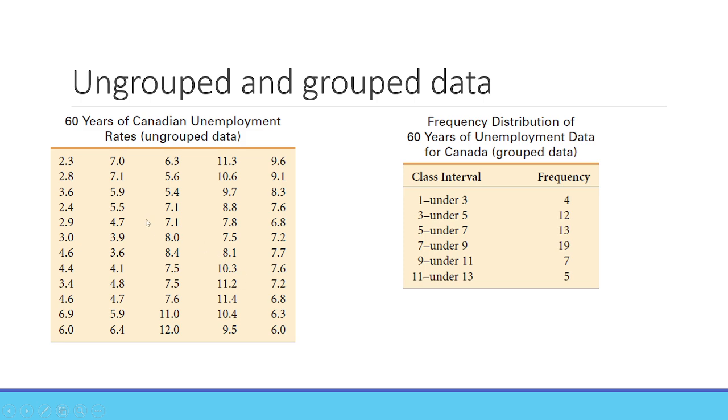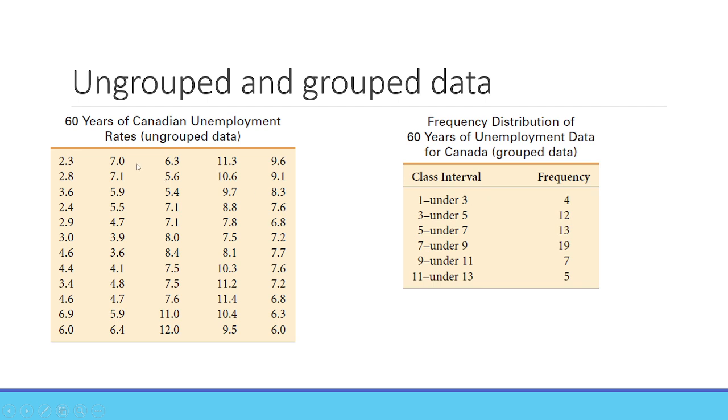Now to bring out meaning from this data, what we are doing is the most basic thing in statistics. We are creating a frequency distribution. This frequency distribution of 60 years of unemployment data for Canada is grouped data. What we have done here is form these classes, class intervals.